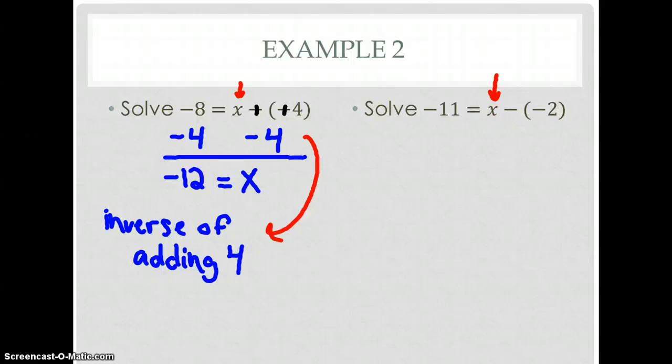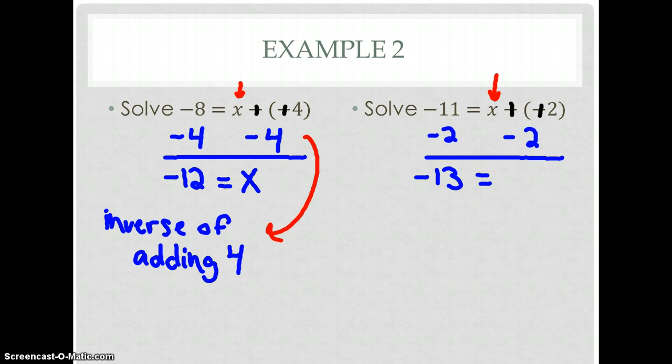I have minus negative 2, so I'm going to change that directly to plus positive 2. And from here, the inverse of adding 2 is subtracting 2. And I will do that on both sides. Negative 11 minus 2 is negative 13. And that is equal to, these positive 2 and negative 2 cancel out, make 0. I get x equals negative 13. And again, that minus 2 is the inverse of adding 2.